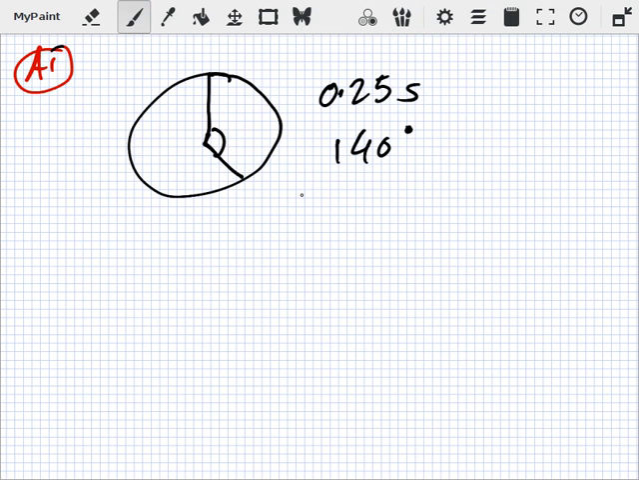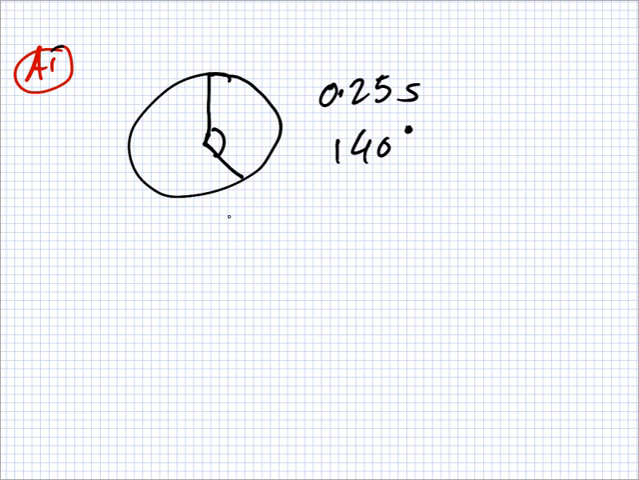So, how many of these are required for one revolution? Well, that would be 360 divided by 140. So there's about... Yeah, well, we'll get to that in a second. 2.57. 140 degrees is in 360. There's 2.5 of these in this much.